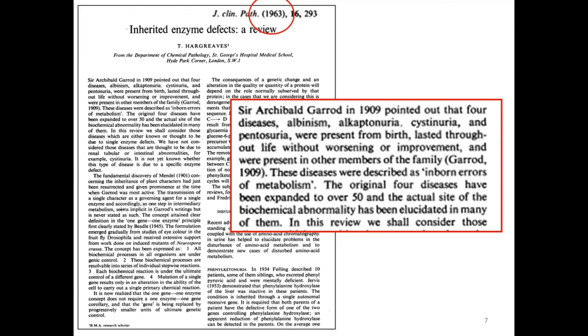Whereas nowadays, in present day, we know that there are way more than 50, but luckily the majority of these conditions are rare. But if you go back to the first description of inborn errors of metabolism in 1909, you can see that the way they're describing the disorders is actually correct. They say that the disorders were present from birth, lasted through life without worsening or improvement, and were present in other members of the family.